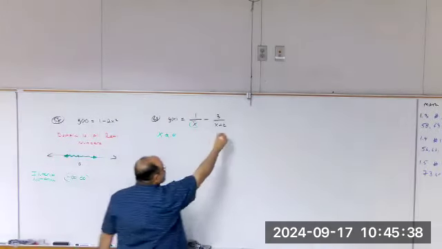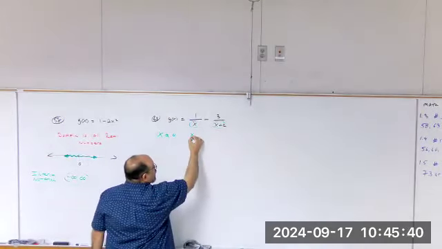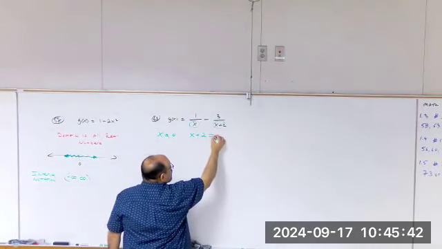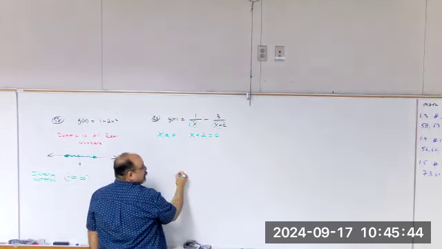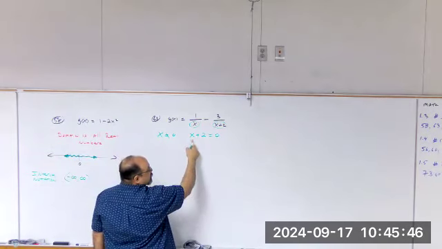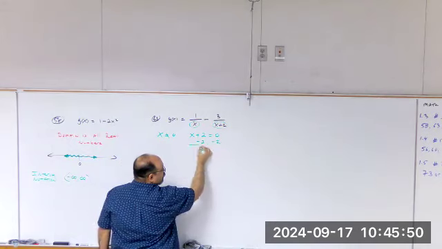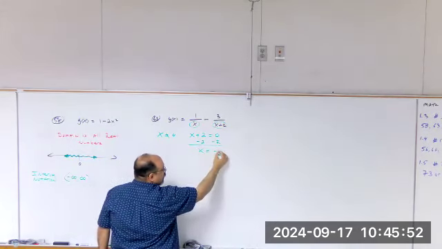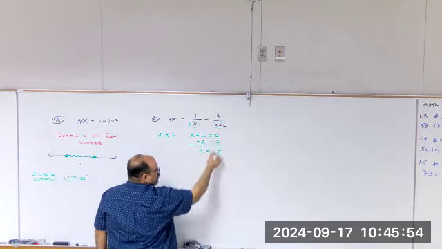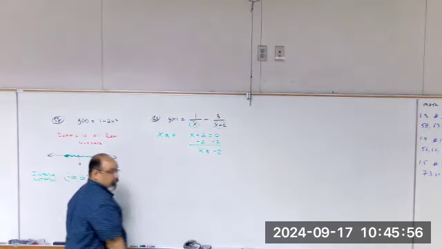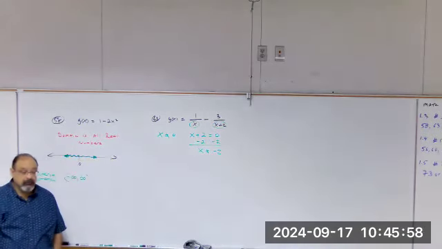But what about this one? X plus 2 cannot be 0 as well. So that means x cannot be what? Negative 2 would make a 0. So x better not equal negative 2. There are two numbers that are out of the domain.